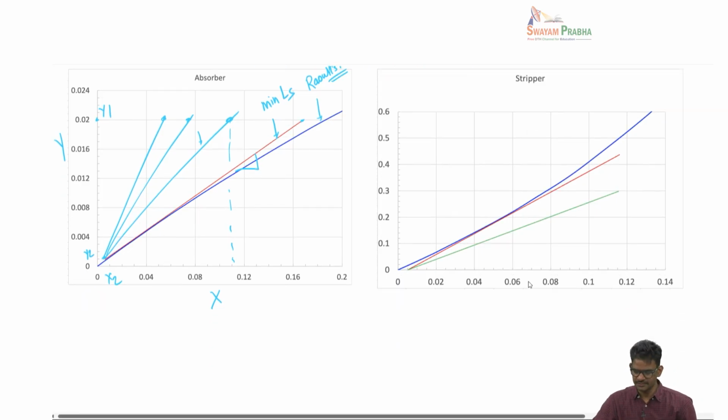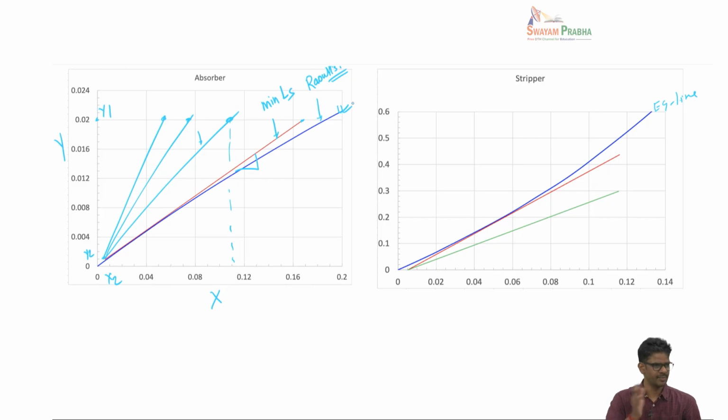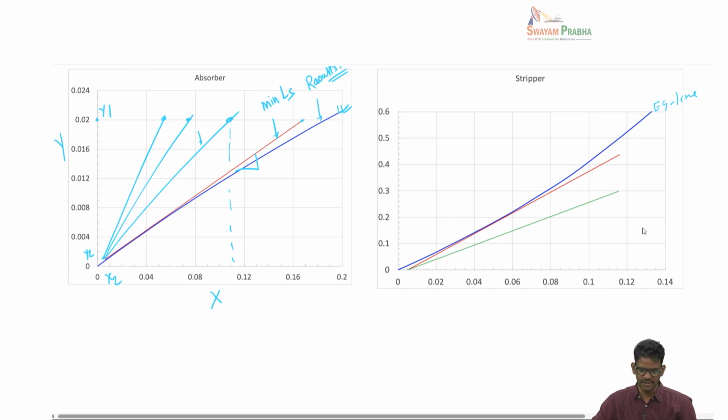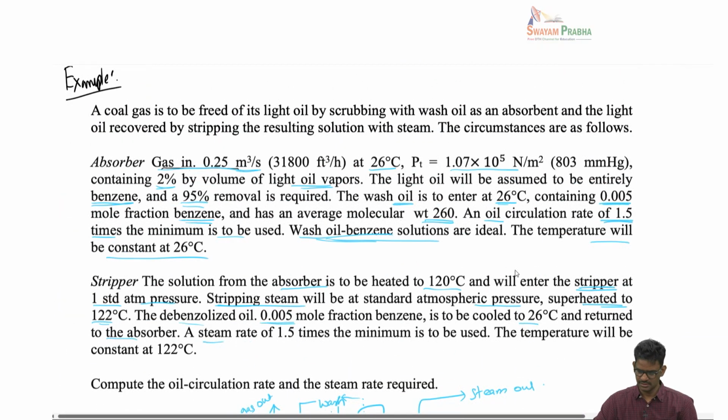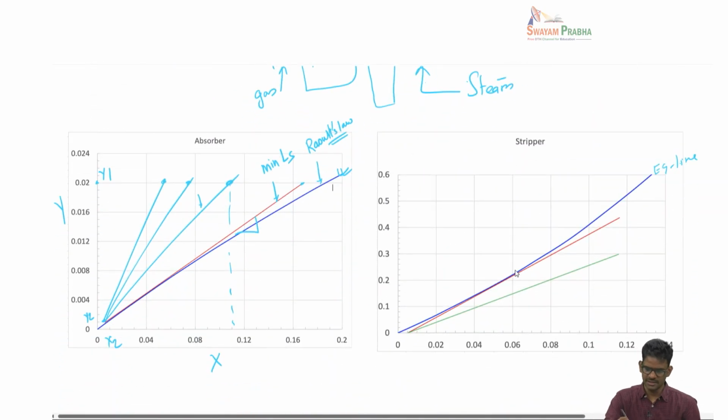In the stripping case, again you can see this equilibrium line is now different compared to this line because the operating temperature is different. When you apply Raoult's law at two different temperatures, the vapor pressure depends on temperature, right? So the equilibrium line will also be different. This equilibrium line is obtained for 26 degrees Celsius. This one is obtained at 120 degrees Celsius. That's the difference.